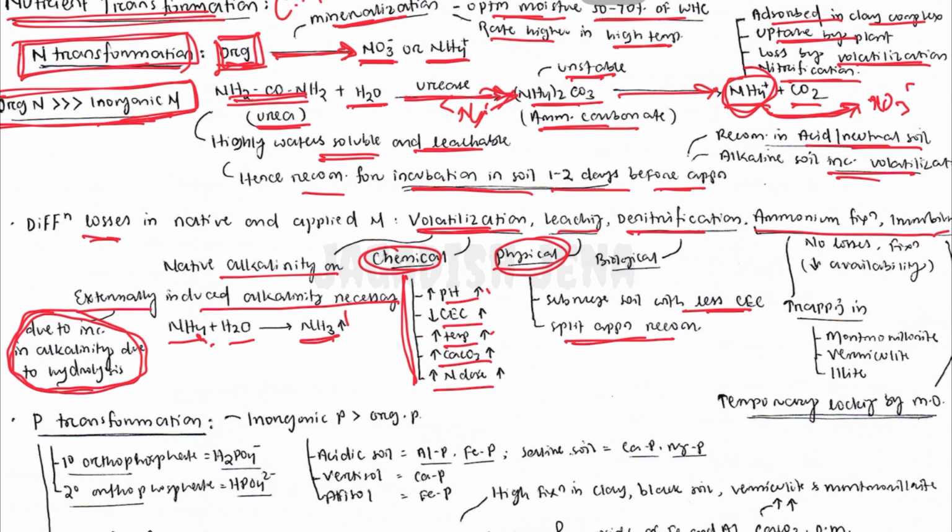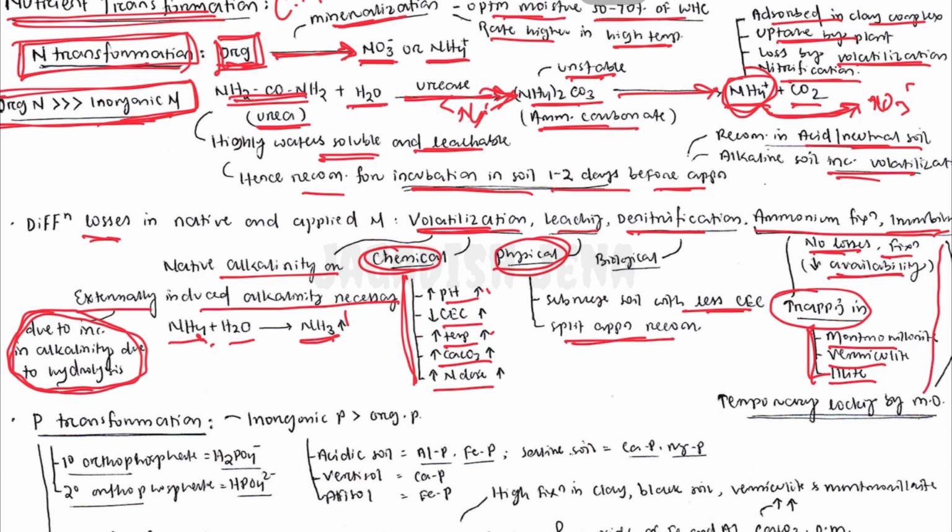Then ammonium fixation. So it is basically trapping the ammonium in the soil. Mostly these 2:1 type clay minerals like montmorillonite, vermiculite, and illite fix ammonium. Okay, mostly this type of silicate clay mineral fixes the ammonium in the soil. See, in ammonium fixation and immobilization there is actually no loss in this process, but it fixes the available nitrogen and reduces the availability.